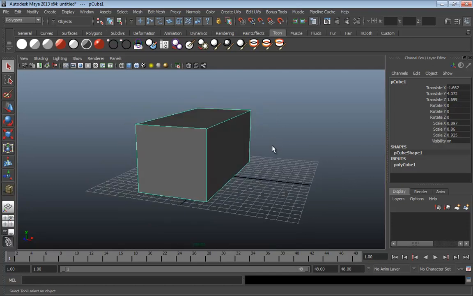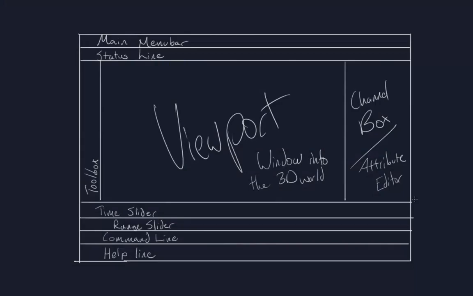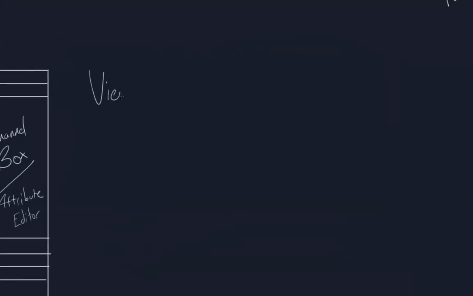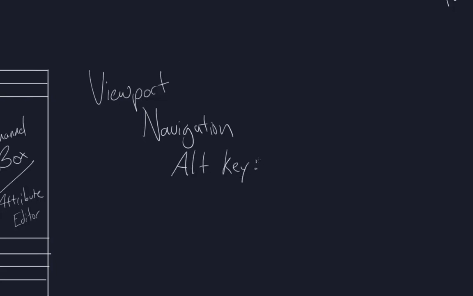So the first thing I want to talk about in terms of the viewport is navigation. So how do you navigate the viewport? Viewport navigation is all about the Alt key. If you're coming to this from another 3D application, this is the only hard part you're going to have: remembering how to navigate the viewport. All you have to do is hold down the Alt key, and then you're going to use your mouse.